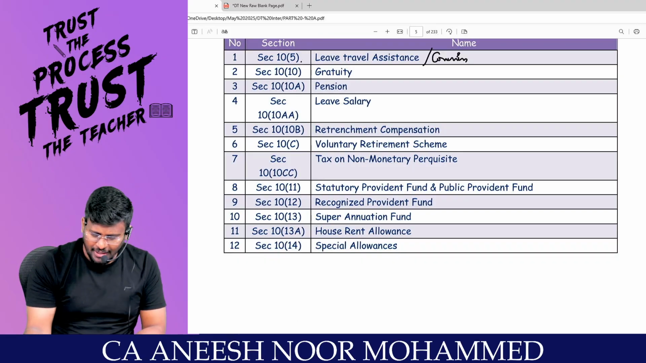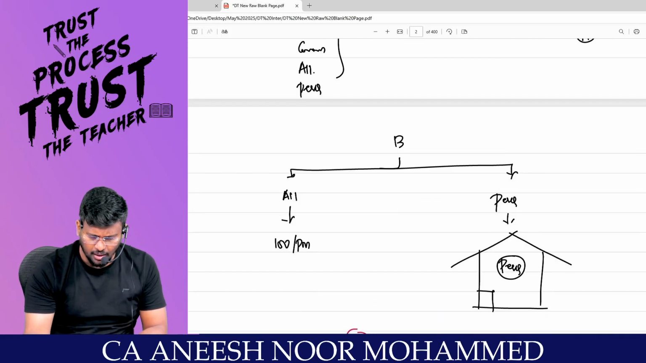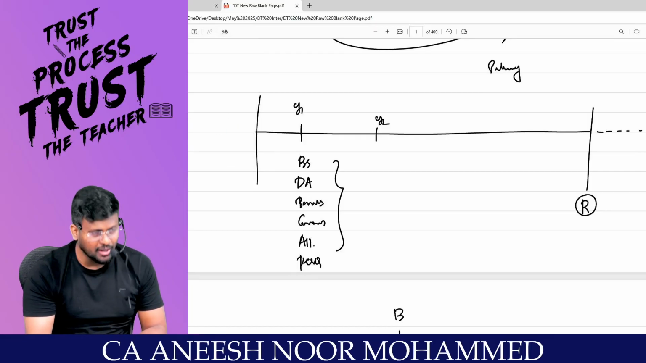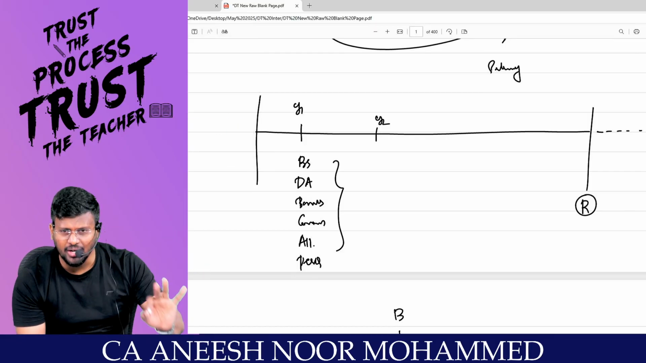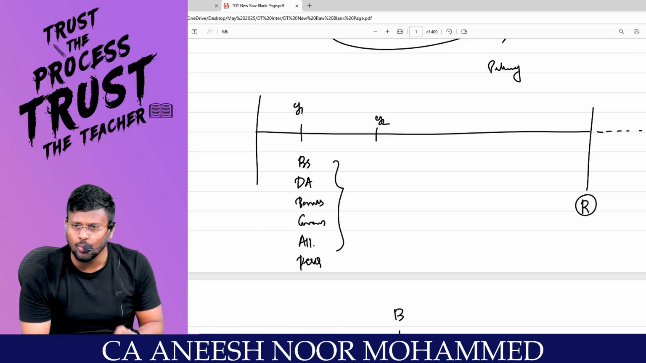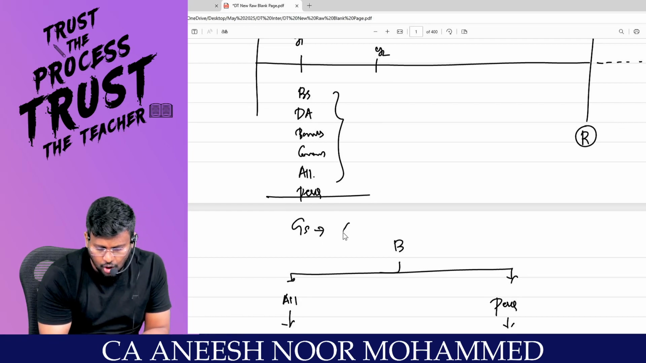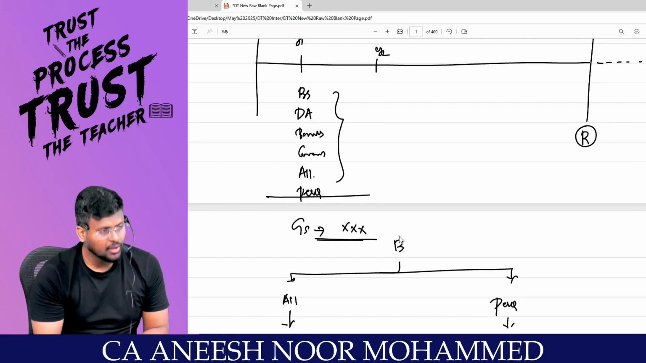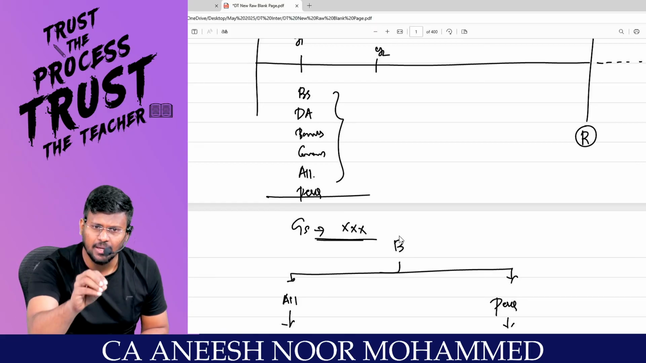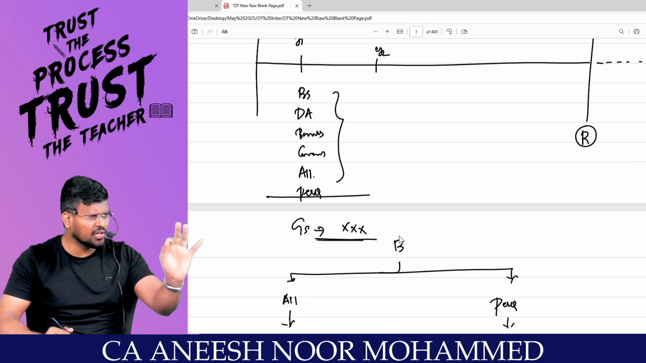Fantastic to the core. We will be completing this list, my dear lovable students. During your work or job, you will be earning basic salary, DA, bonus, commission, allowances, and perquisite. If you add all that, you will be getting gross salary. From this gross salary, you have to pay the tax for the head income from salary. Just for income from salary.